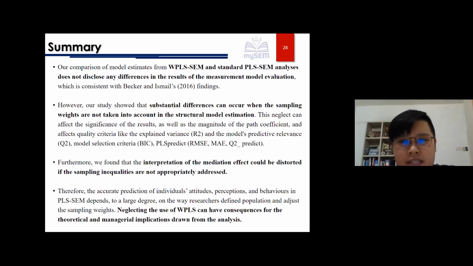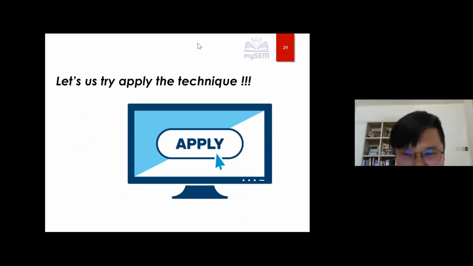Okay, so that's all about this technique. I'm going to stop here before I show you how to perform these steps. Okay, so let me stop here. I will see if there's any question.